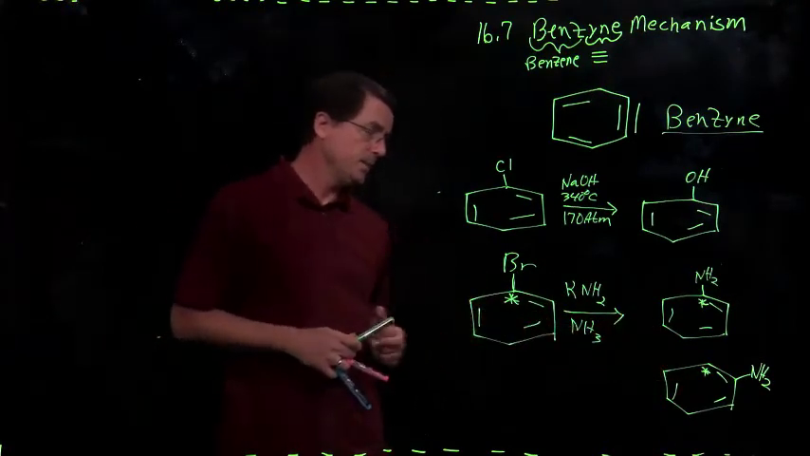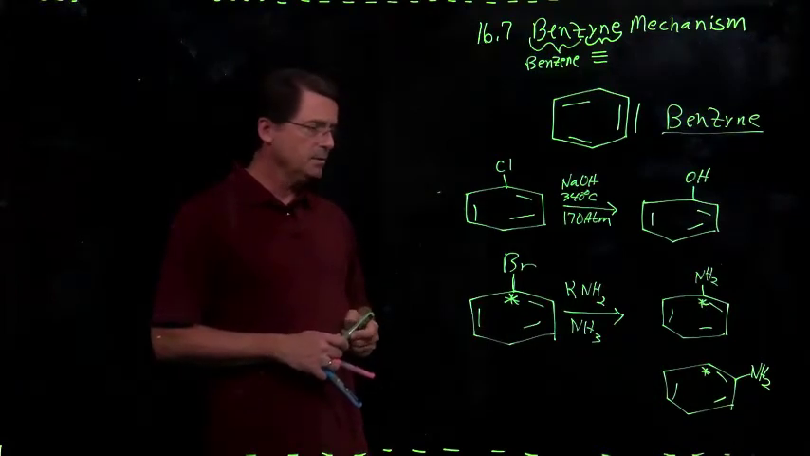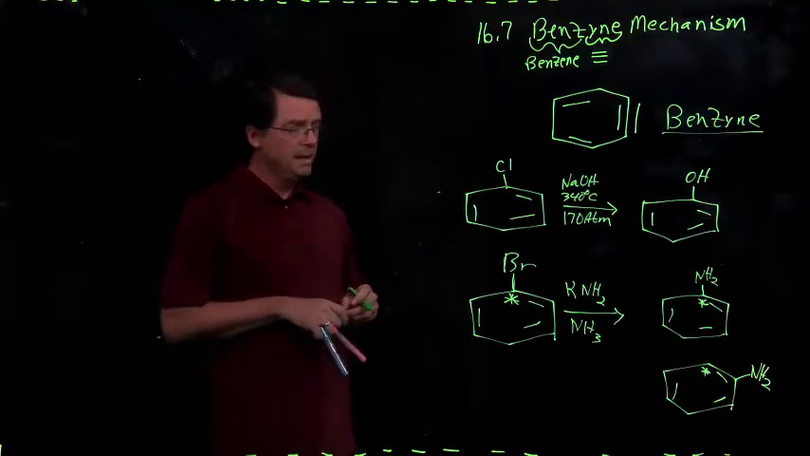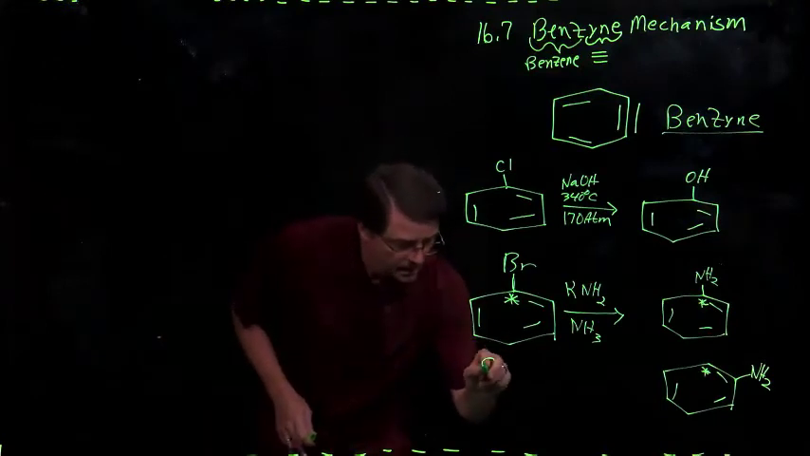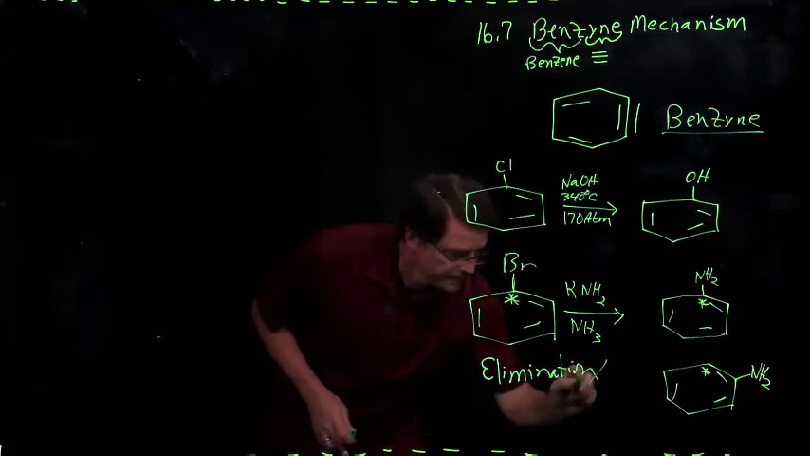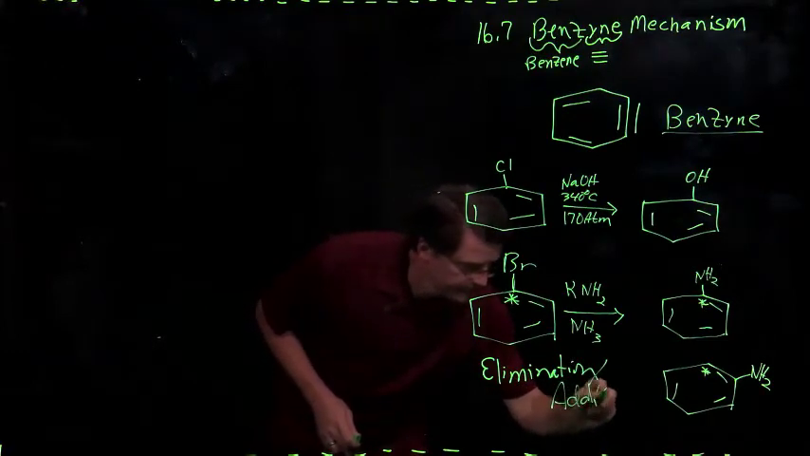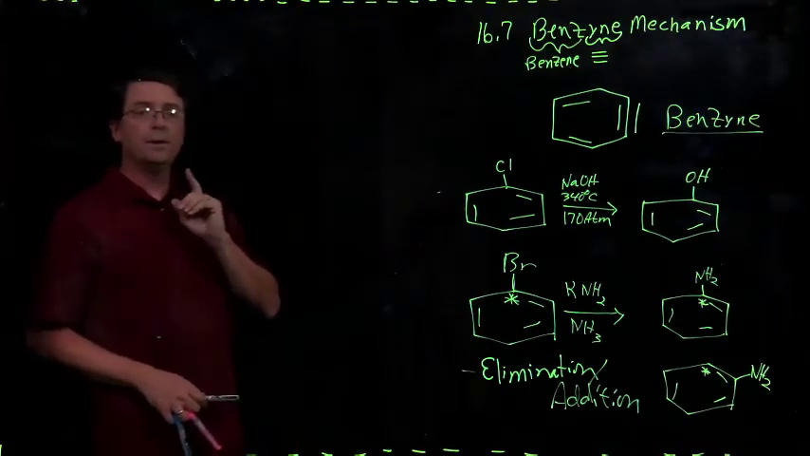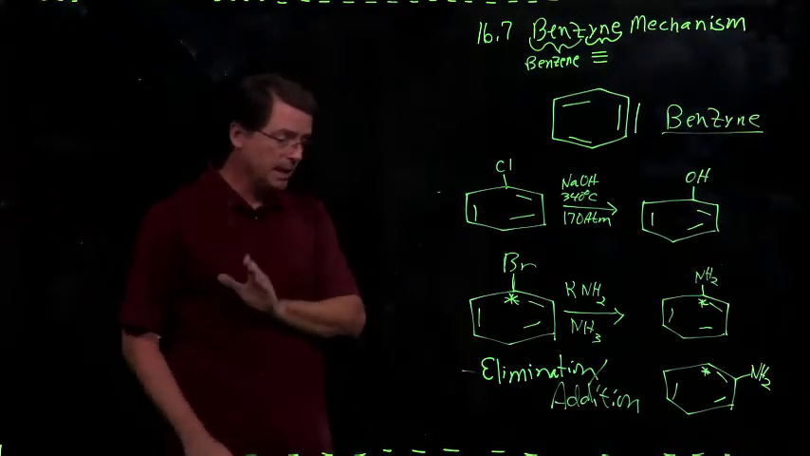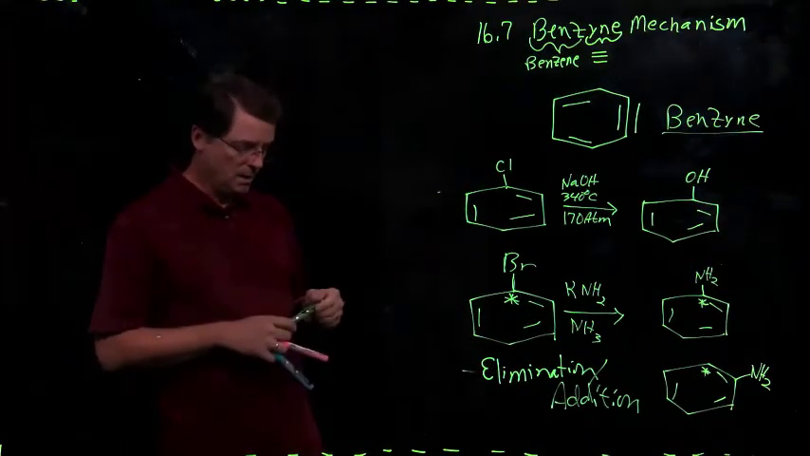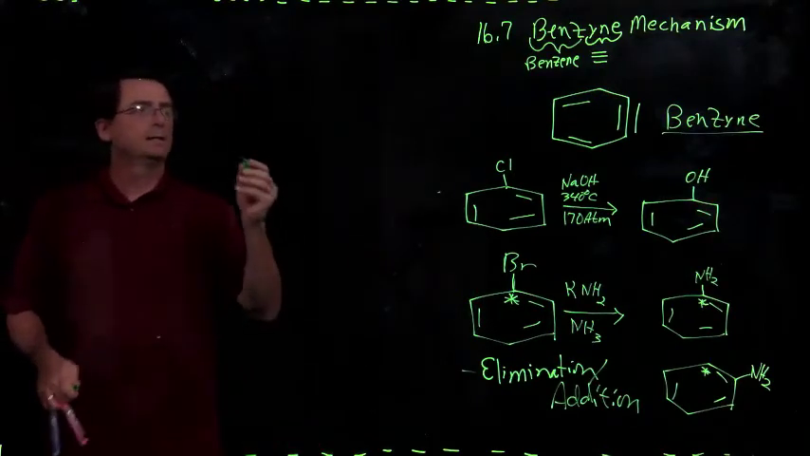Now, this particular experiment, how do we understand this? Well, the mechanism that people have come up with for this reaction is an elimination addition mechanism. Now, the order there is important. Remember, nucleophilic aromatic substitution, the last reaction was addition first and then elimination. So, what happens here? Let's take a look.